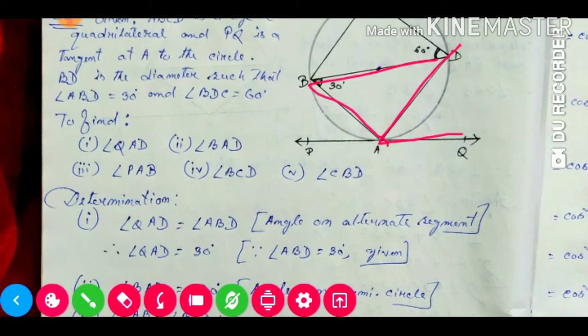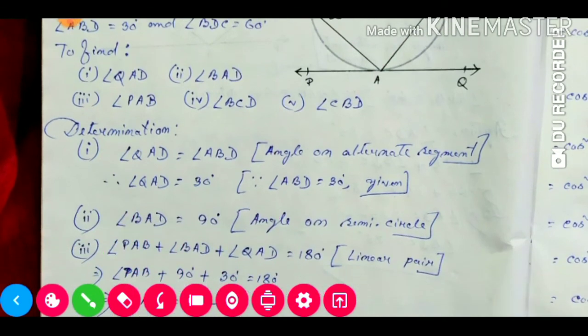Now we need to find BAD. It is on the semicircle because BD is the diameter, so A is on the semicircle. The angle on a semicircle is equal to 90 degrees, so number 2, BAD will be 90 degrees, the angle on a semicircle. Very easy, it is finished.